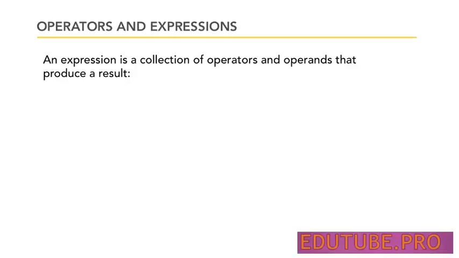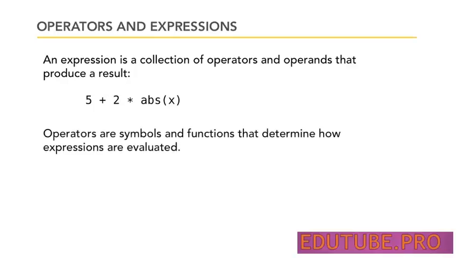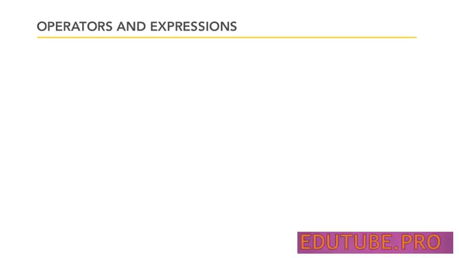produce a result. So for example, if we had an expression like this, where we had 5 plus 2 times the absolute value of x, that is an expression. And the plus and the star, those are operators. Operators are simply symbols and functions that determine how expressions are evaluated. So, for example, we of course have the arithmetic operators. These are pretty common in almost every programming language.